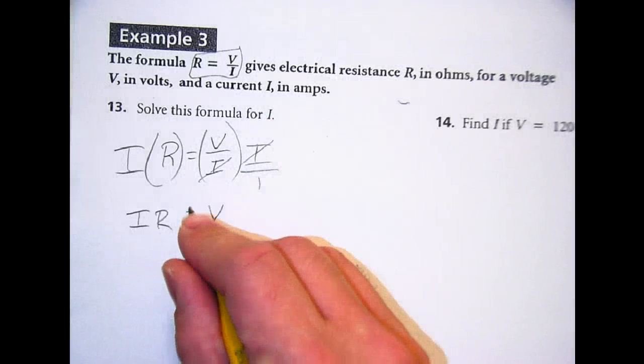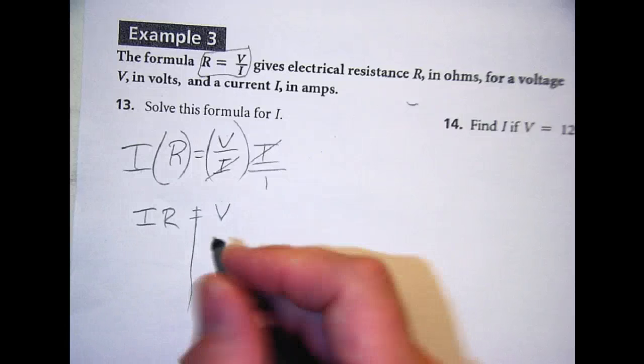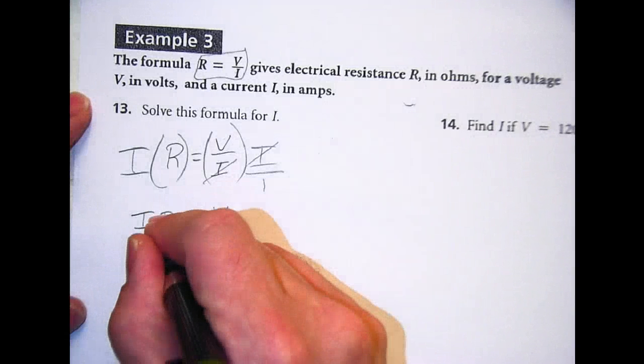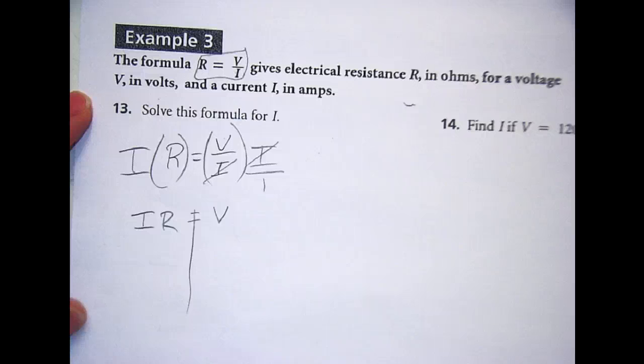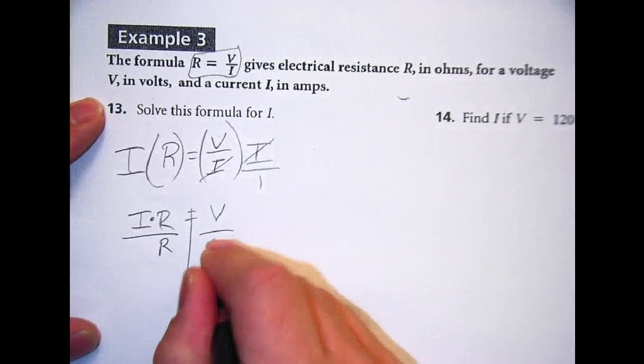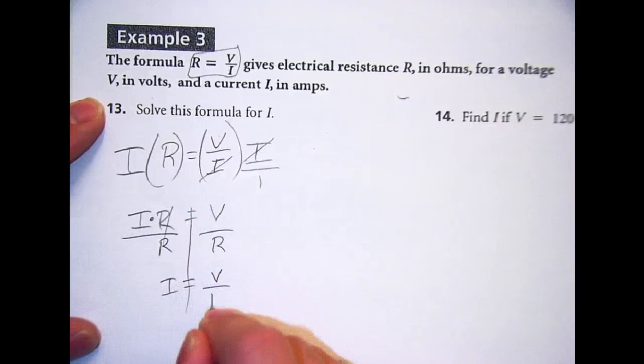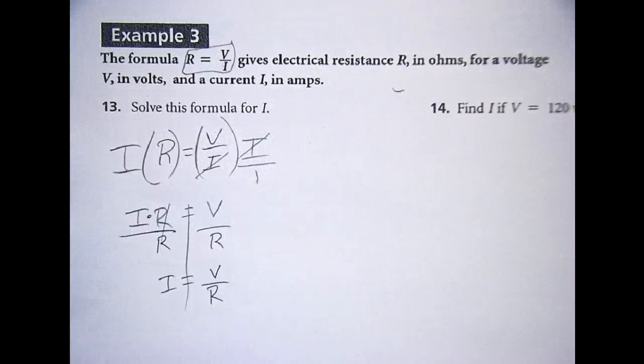We've got to get I by itself. How do we get rid of I? Or how do we get I by itself? How do we get rid of the R? Okay? Yeah, they're multiplying by R, so we divide by R. Divide both sides by R. They cancel. I equals V over R. Anyone get that?